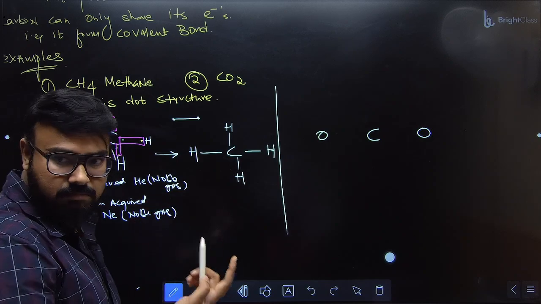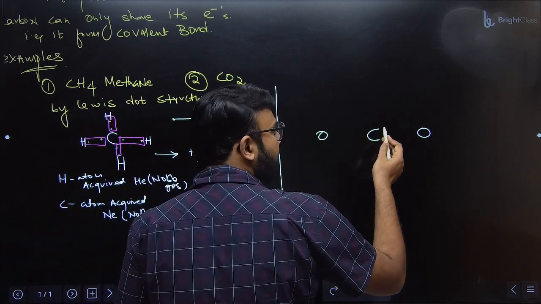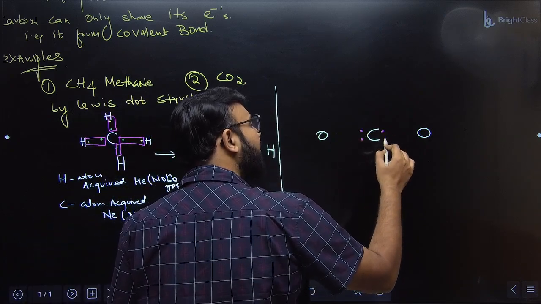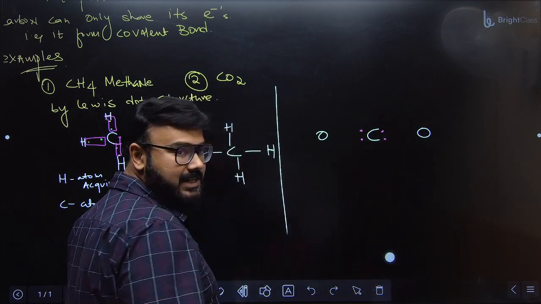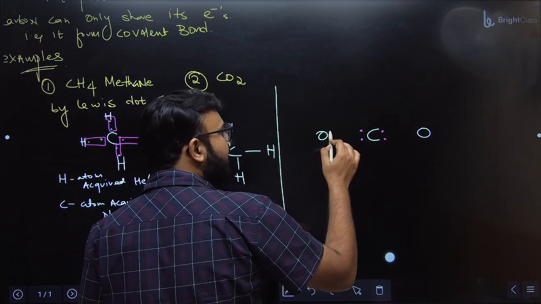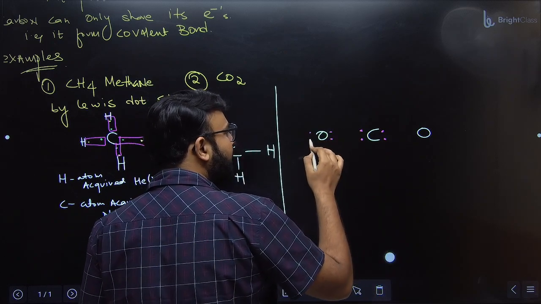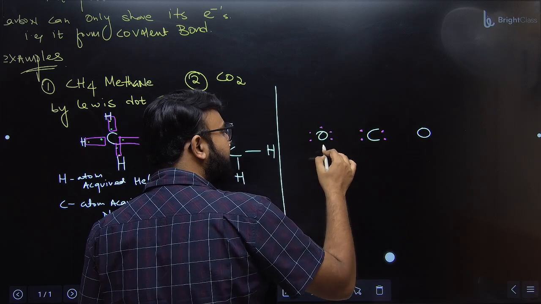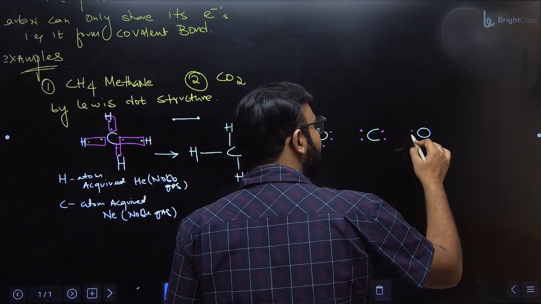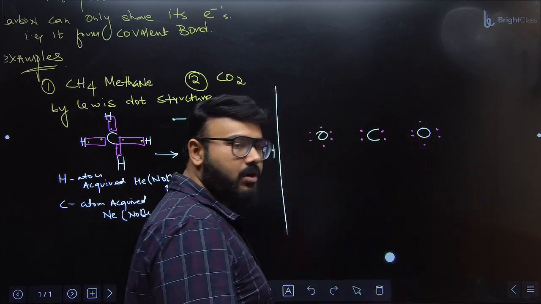Now, tell me how many valence electrons does carbon have? Four, right? So draw one, two, three, four. Oxygen has how many valence electrons? Six. So one, two, three, four, five, six. How many will the other oxygen have? That also will have six. Can you all see this? Six I have drawn, right?